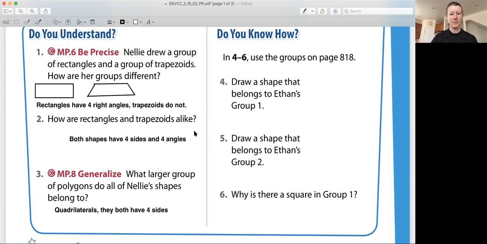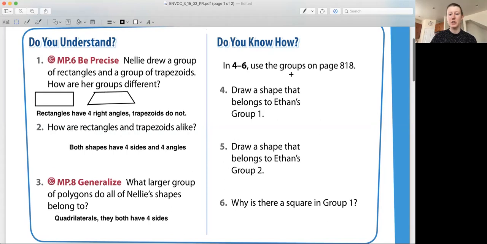Don't skip through this. Okay, so now this question here says, use the groups on page 818. Okay, that page is the solve and share page. And I'm not going to be able to pull it up on the screen right now, but I'm going to tell you that group 1 is a group of rhombuses.